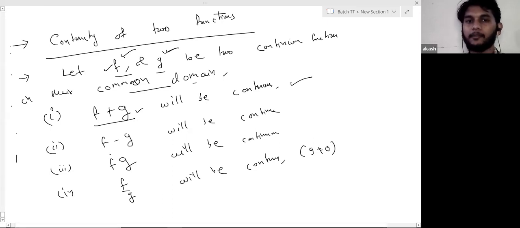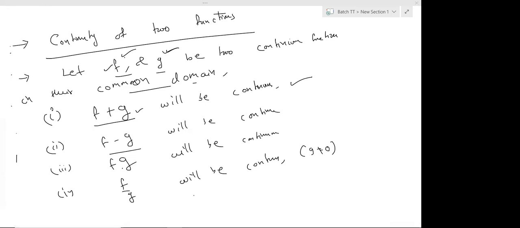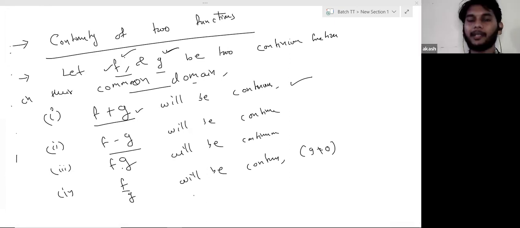Same for this, f minus g will be continuous. f into g will be continuous. f upon g will be continuous given that g is not 0. We cannot have 0 in the denominator. So how is this helpful in questions? You can directly use these results and solve many questions.